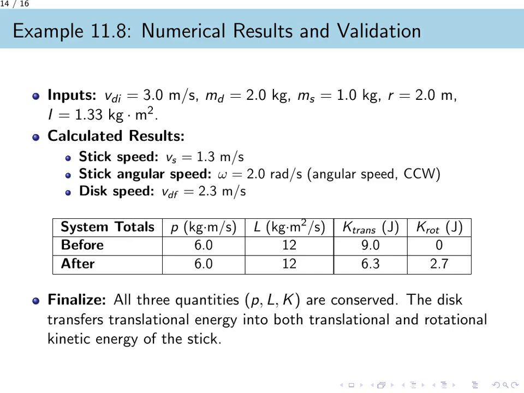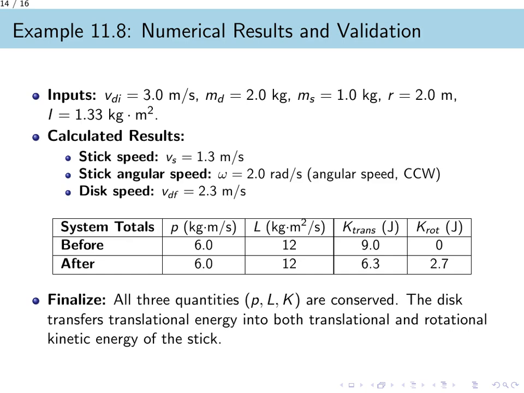After performing the calculations with our given values, we can validate the results by checking the system totals before and after the collision. We find that the stick moves at 1.3 meters per second and rotates clockwise at 2 radians per second, while the disk slows down to 2.3 meters per second. Looking at our validation table, the total linear momentum remains constant at 6 kilogram-meters per second, and the total angular momentum is conserved at -12 kilogram-meters squared per second.